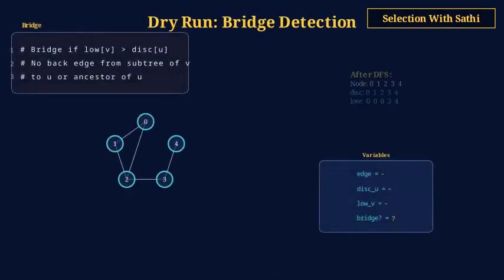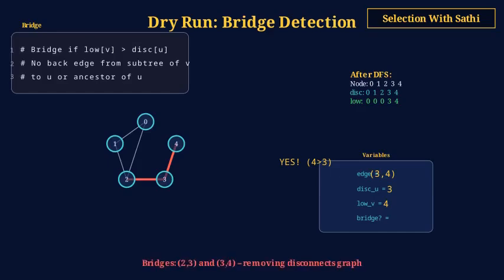Finding bridges in an undirected graph with 6 nodes. Edges 0 to 1, 1 to 2, 2 to 0 forming a triangle. 1 to 3, 3 to 4, 4 to 5, 5 to 3 forming another triangle. DFS from 0. Visit 0, disk 0, low 0. Visit 1, disk 1, low 1. Visit 2, disk 2, low 2.